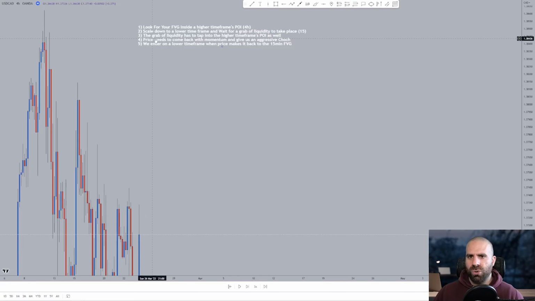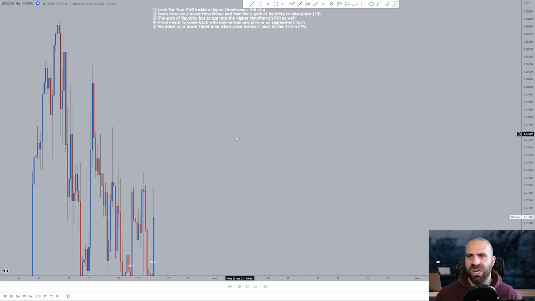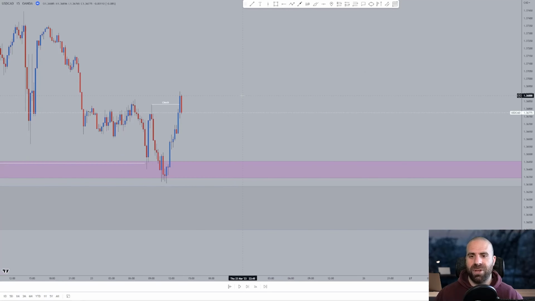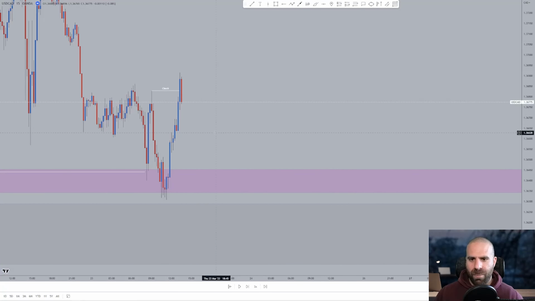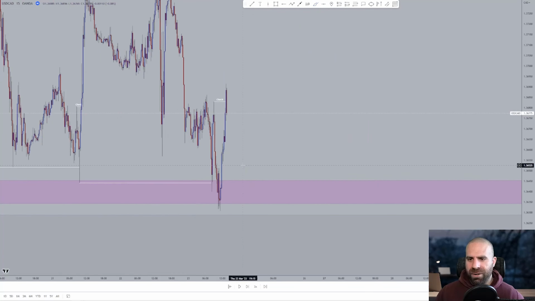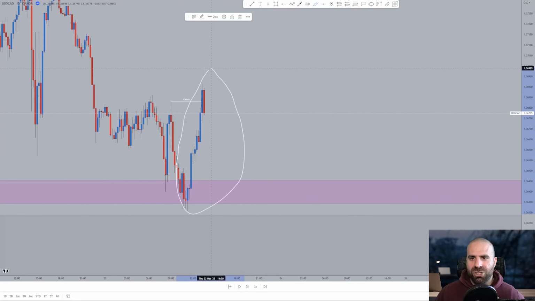Let's check out which rule it is. It is the fourth rule. Actually, price needs to come back with momentum and give us an aggressive change of character. And then we will enter on a lower time frame when price makes it back to the 15-minute fair value gap. Now, so what happened in this occasion? We tap into the 4-hour time frame's fair value gap. We change character aggressively. We grab the liquidity below all of these areas right here, we come back aggressively and change character on the 15-minute time frame now.